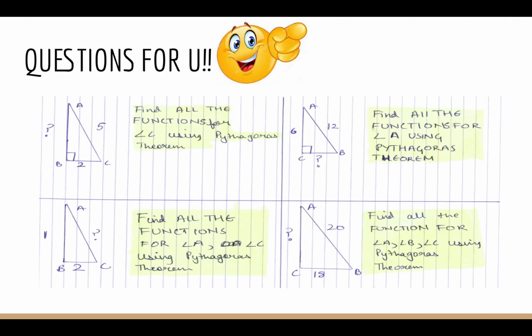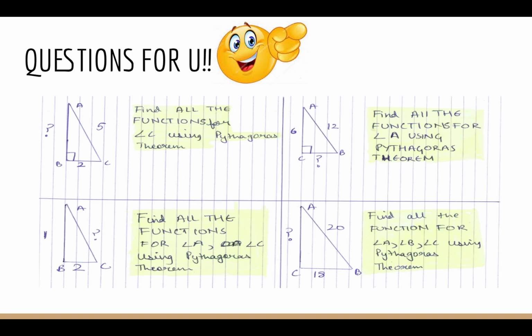Here are some questions for you guys. In the next video, I'm going to give you the answers for all of these 4 questions. It is really important to practice the Pythagoras theorem and how to find the unknown sides and angles using it. In question 1, you have to use the Pythagoras theorem and find all the functions sine, cos, tan, cosec, sec, cot for angle C. The same with question 2, but there you have to find all of the functions for angle A. For the fourth one, it's angle A and C.